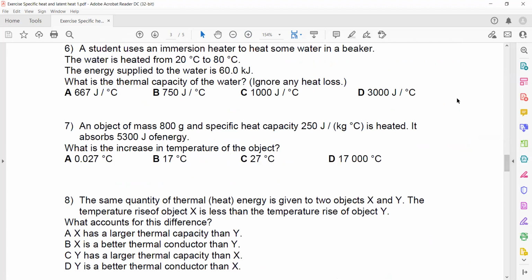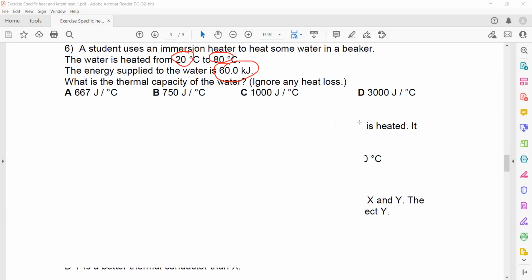In question 6, a student uses an immersion heater. Immersion heater means a heater which is immersed in water to supply heat energy. The water is heated from 20 degrees to 80 degrees. Energy supplied is 60 kilojoule, meaning 60,000 joule. What is the thermal capacity? So how can we work out the thermal capacity?